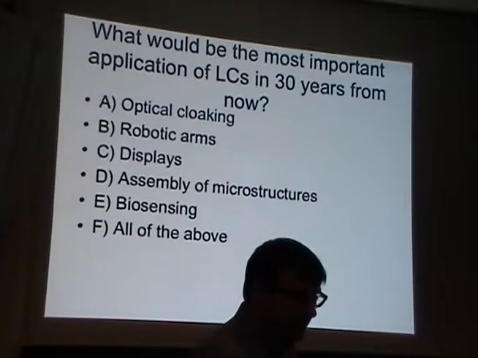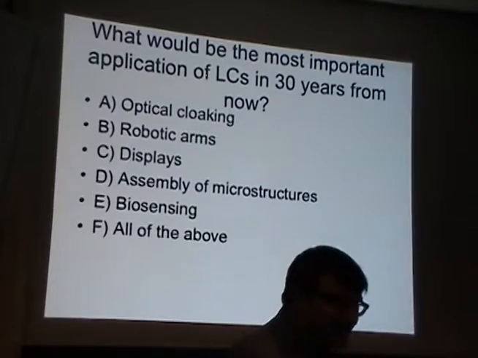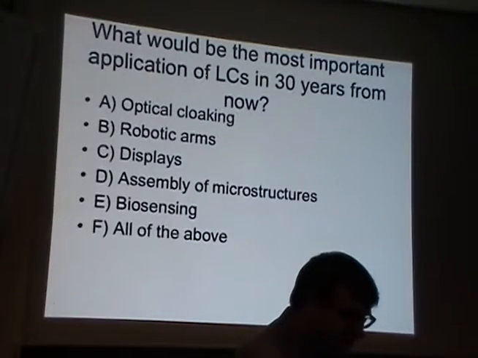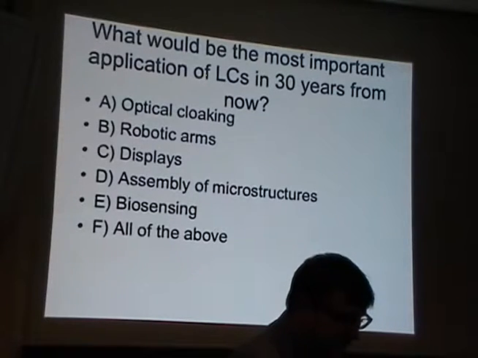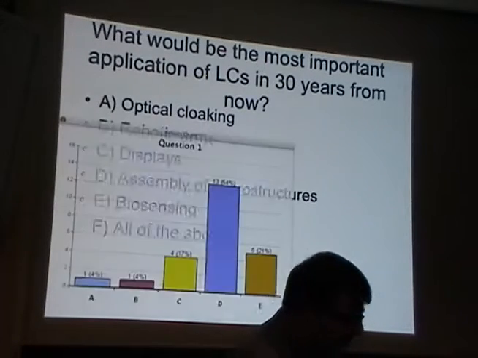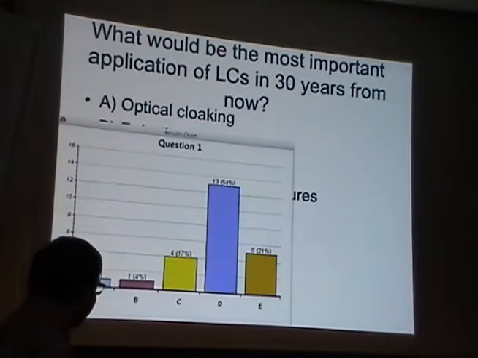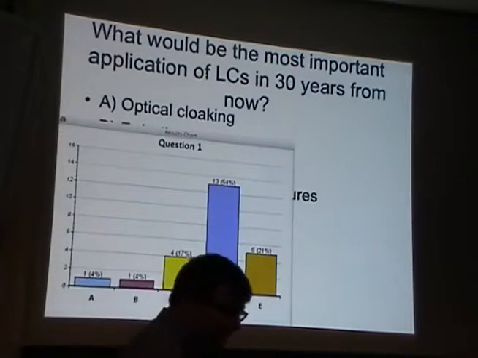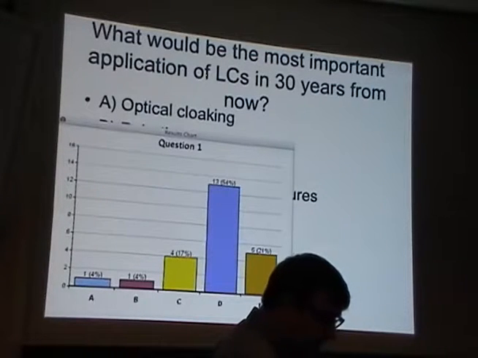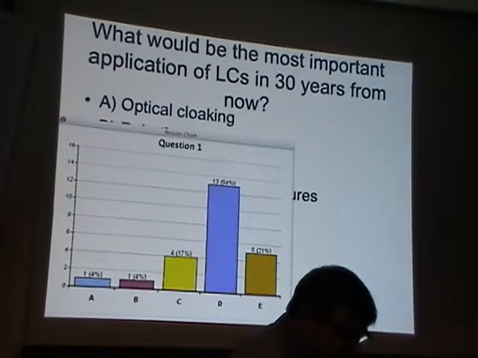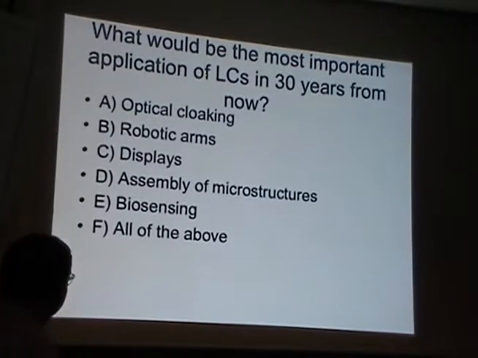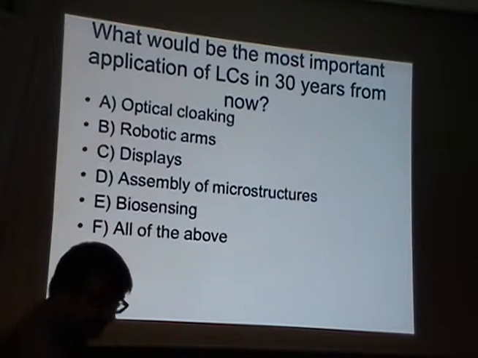Okay, so don't think too hard. There is no correct answer here, but I'm just curious what you think. Okay, let's stop the system. And this is the distribution we get. So interestingly enough, the most popular answer is D, which is assembly of microstructures.